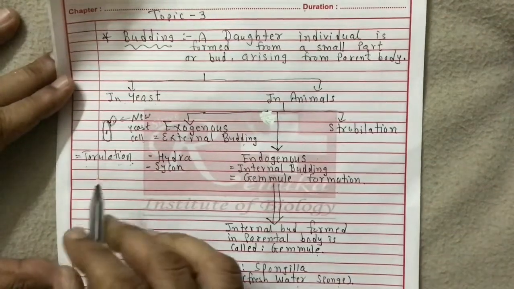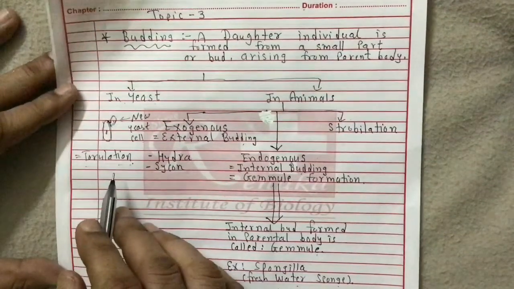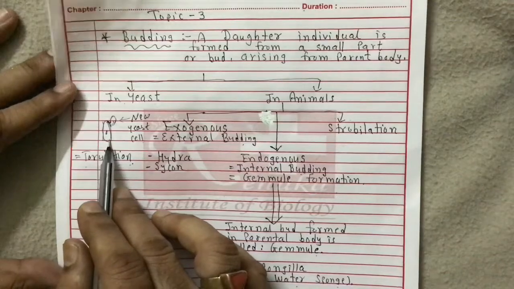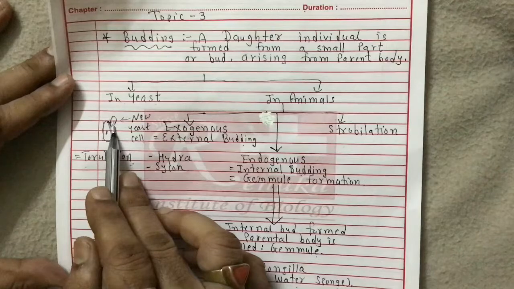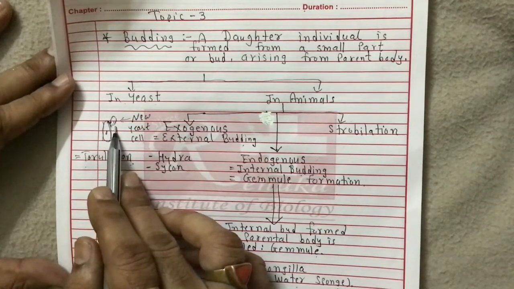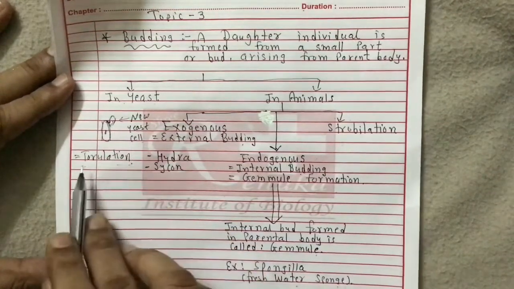Torula is a group of organisms. They remain attached with each other, and the same thing is observed when the yeast undergoes budding. And that's why the budding process in the case of yeast is compared with the torula in the appearance, and that's why it is called torulation.